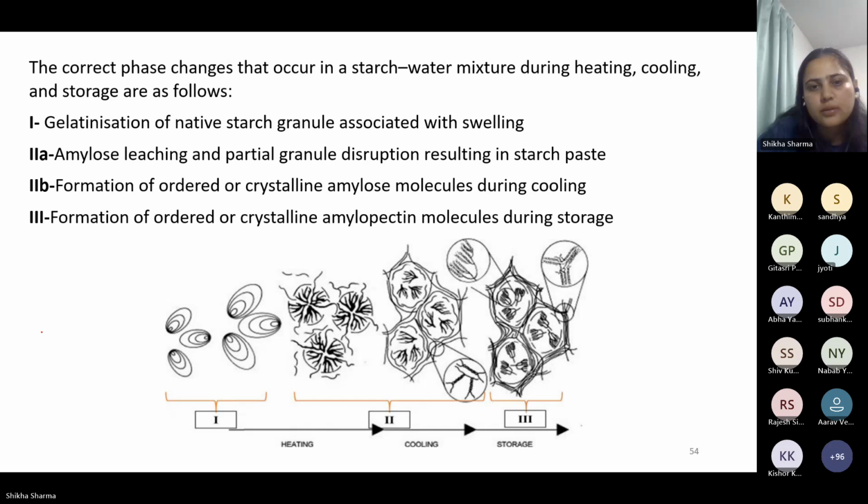Yes, ma'am. Right, this is important: how the starch granules get gelatinized, they swell, and how the amylose leaches out and the starch particles get disrupted. Then when we cool, the amylose crystallizes again and forms the ordered structure, both the amylose and amylopectin, right? Here in this diagram we can also see this restructuring again.